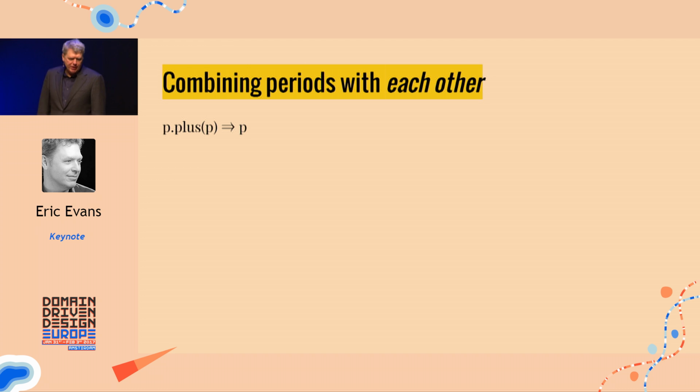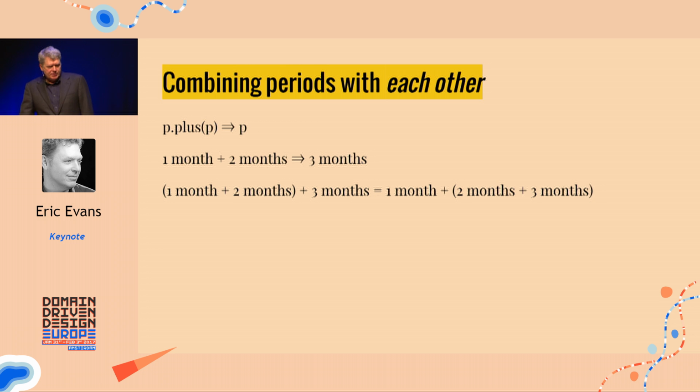there are other operations, similar looking ones. The periods themselves can be combined with a plus operation. So you can say a period plus a period gets a period. 1 month plus 2 months is 3 months. And the thing is, as far as I can tell, but I haven't exhaustively tested it or anything, this actually does follow associativity.